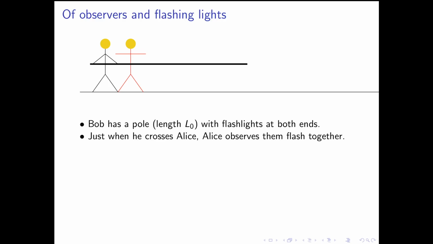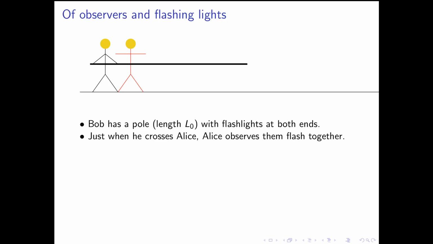Just when he crosses Alice, Alice observes that the two flashes occur together. Now, you have to be a bit careful here. Alice does not see the two flashes together. Remember, Bob is just crossing Alice. So, one end of the pole is right next to her. The light of that flash will reach Alice immediately. The other end of the pole is at a distance L0 away. According to Bob, light will take some time to travel all the way from that flash to Alice.